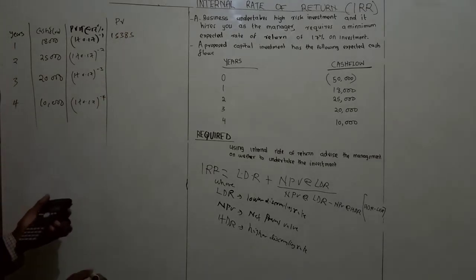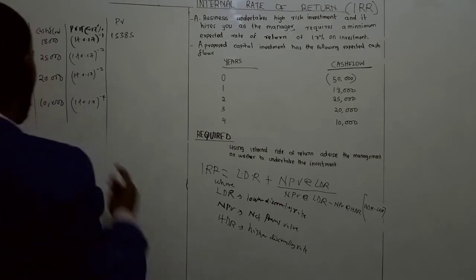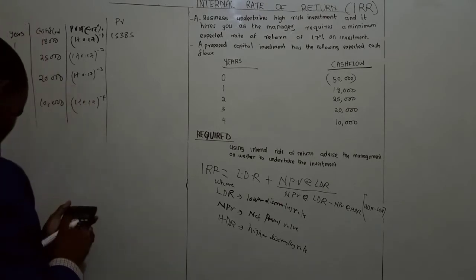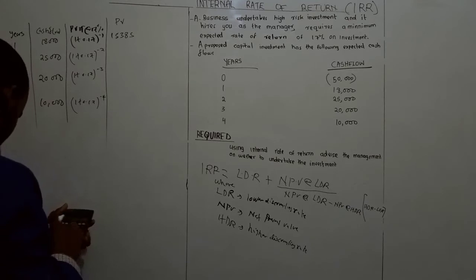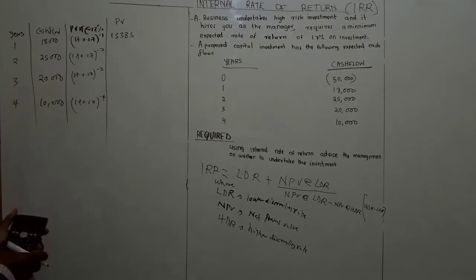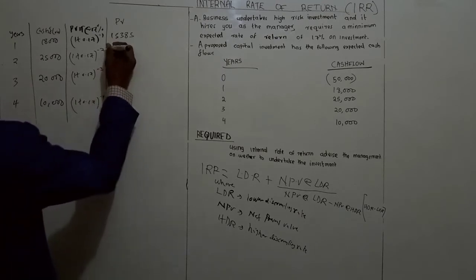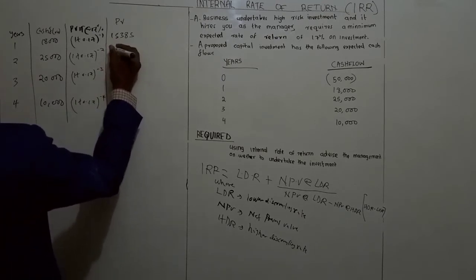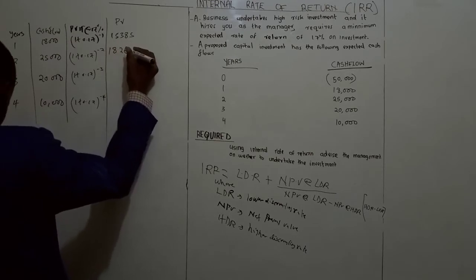Then next, we take 1 plus 0.17, raise to -2, then multiply by 25,000. This comes to 18,263.